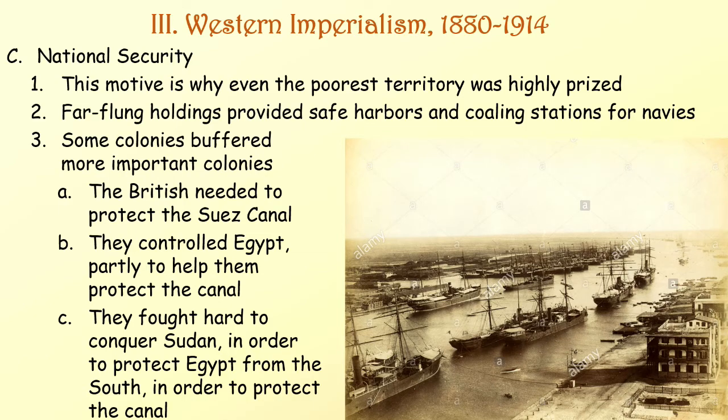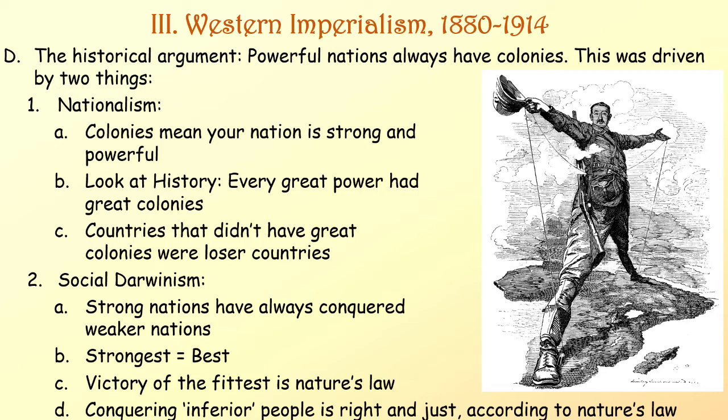The historical argument for imperialism was this: powerful nations always have colonies. And this was driven by two things. Number one, nationalism. Colonies mean that your nation is strong and powerful. Look at history. Every great power had great colonies. Countries that didn't have great colonies were loser countries.